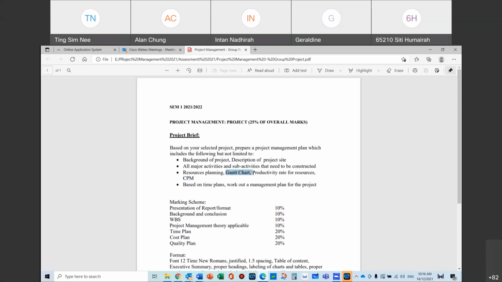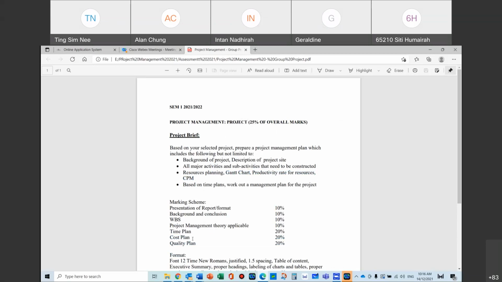So what you need to do is your resources planning, your production rate, and then productivity rate, then you produce your Gantt chart. After you've done your Gantt chart, go and do your cost plan, which I've already described in a lot of detail the other day, on how we can do the detailed estimated cost plan. I gave you samples as well.